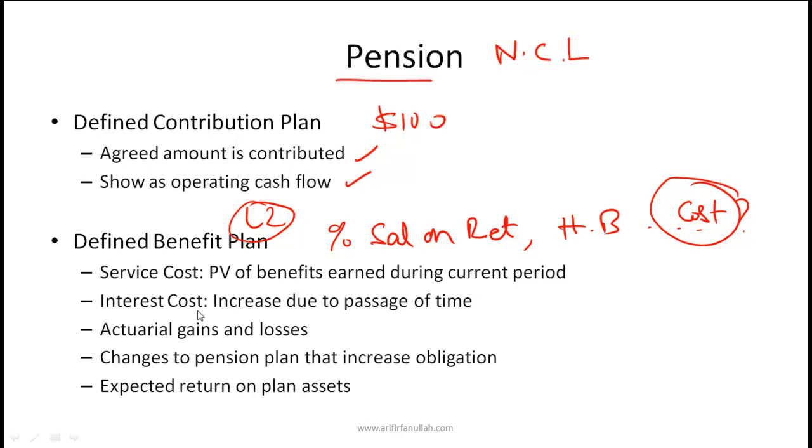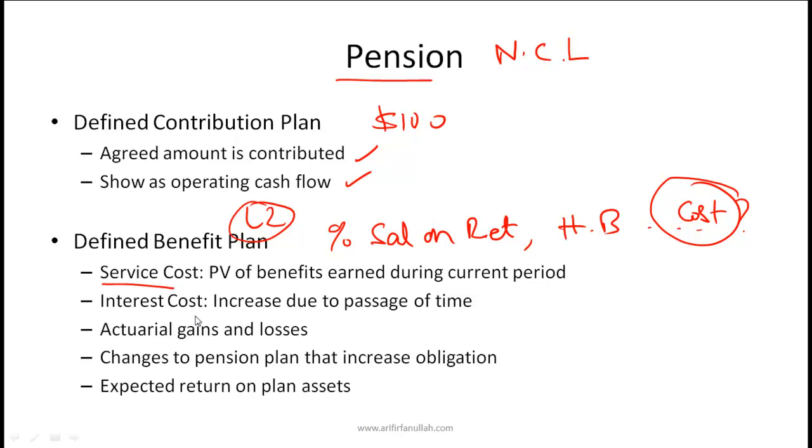But at this stage, I think it's sufficient for you to just understand these five terms that constitute the core components of costs in every period. One is called the service cost. This represents the present value of the benefits earned during the current period. So for all the employees who are working and for whom the company needs to pay pension at a future time, the present value of the pension benefit that the company needs to pay these employees, which is based on what is earned during a given period, shows up as service cost.